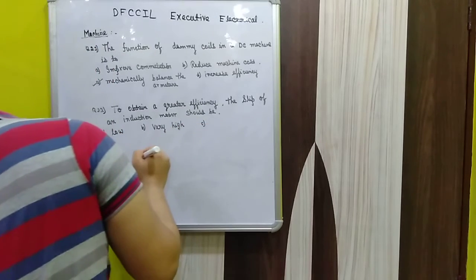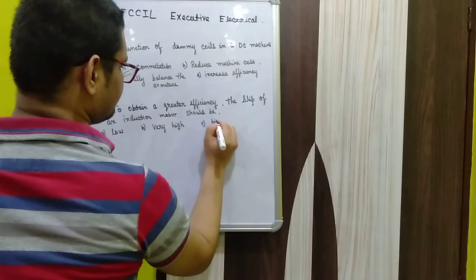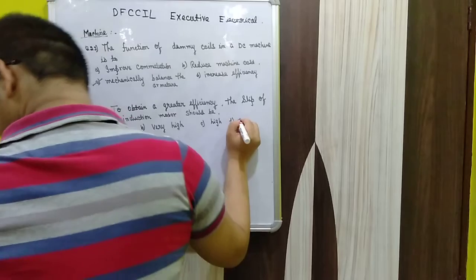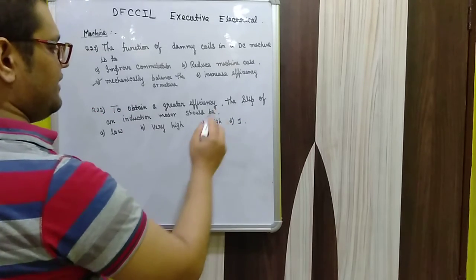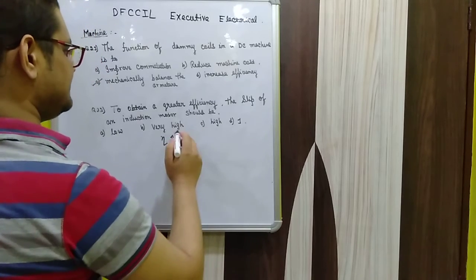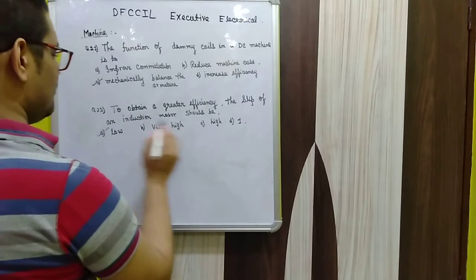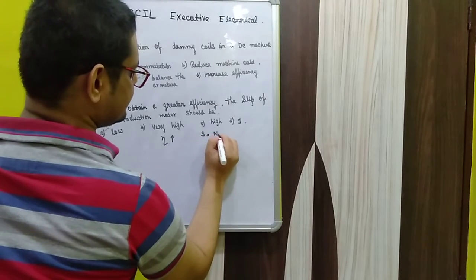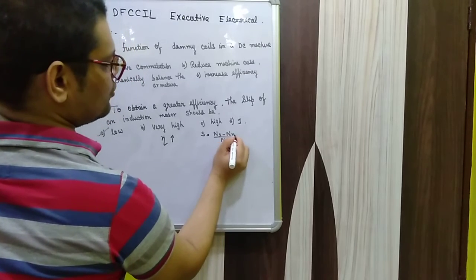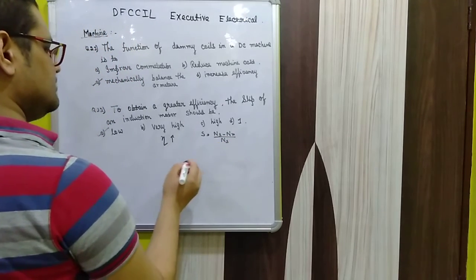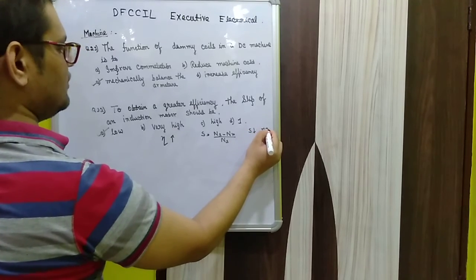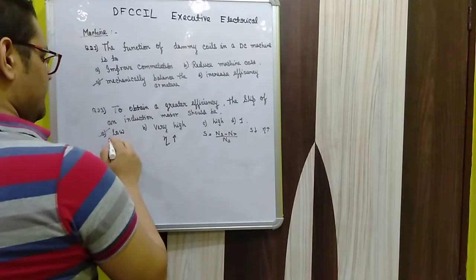Option C is given as high. Option D is given as 1. So they are asking the efficiency should be very high. On that basis the slip should be low, because we know slip is equal to Ns minus Nr by Ns, where Ns is the synchronous speed and Nr is the rotor speed. If the slip is low, ultimately the efficiency of the machine will go high. So low will be the answer.